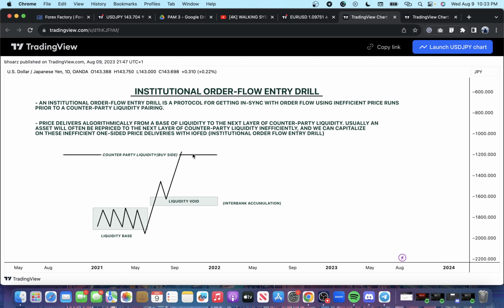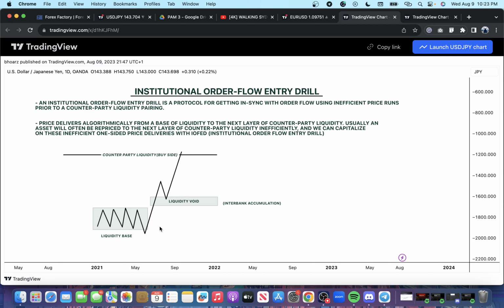Now, when we talk about counterparty liquidity, I'm not talking about individuals like you and I wanting to buy up here. I mean from a fund perspective. A lot of funds are trend following, and usually in a bullish market, there will always be willing buyers above a short-term high. In a bearish market, there will always be willing sellers below a short-term low. That's how it goes, and that's how you get your buy side liquidity pool and your sell side liquidity pool.